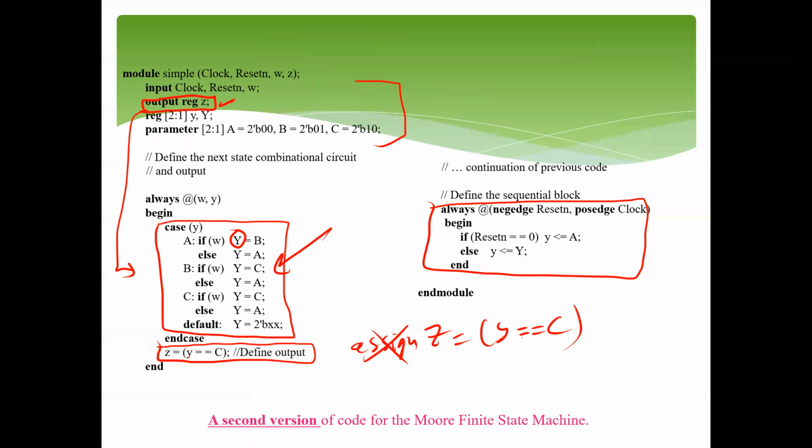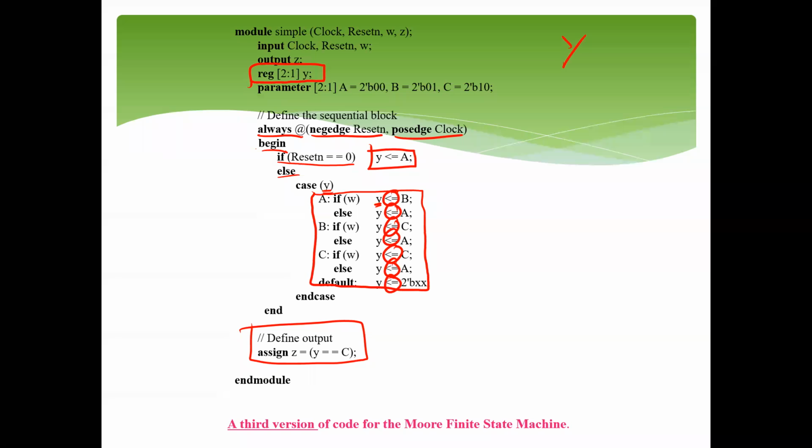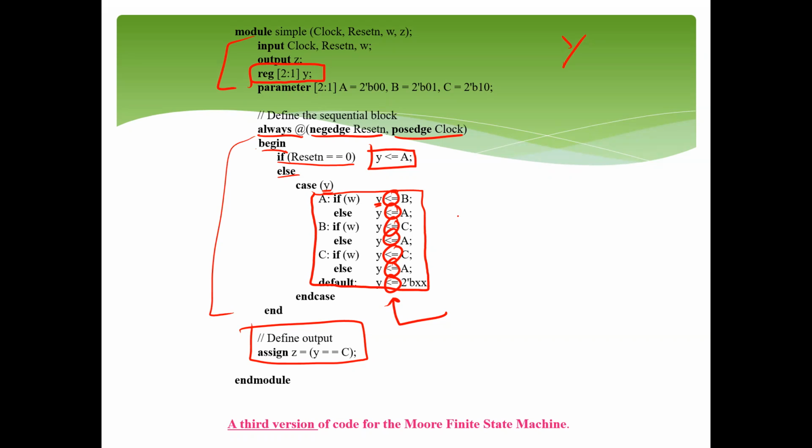So for this one, for example, the most important part is to declare Z as an output reg because you're using it inside an always block. In here, what's important is that you use non-blocking assignment when you write your next state equations. Okay, so make sure that your assignment here is correct and that your code follows whatever version you're working on.